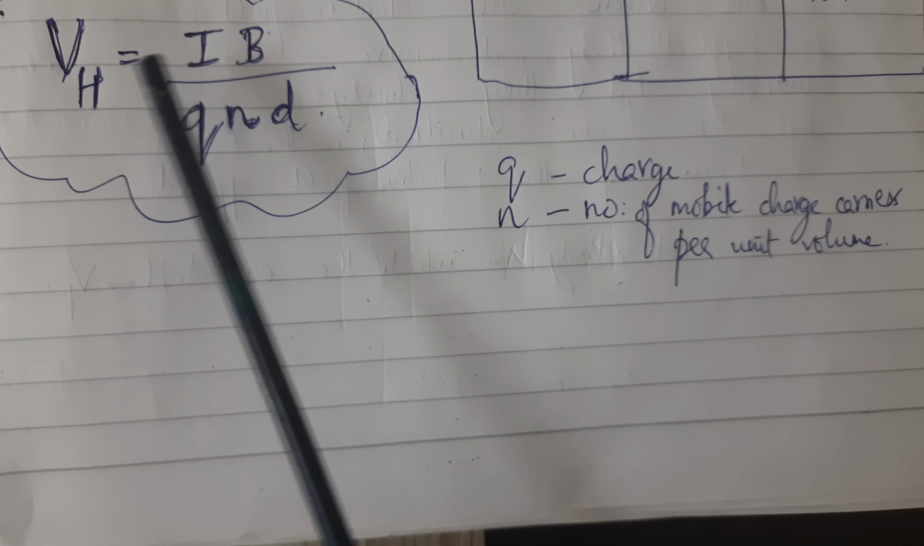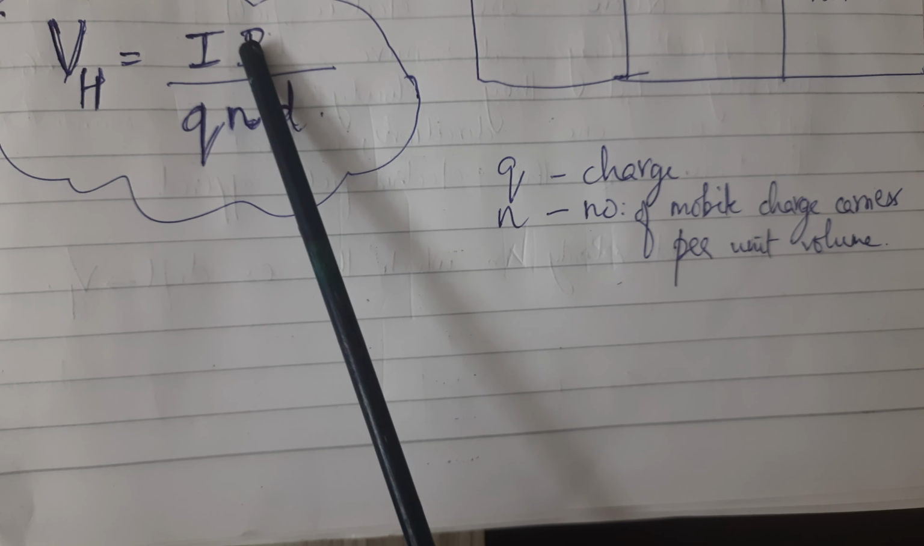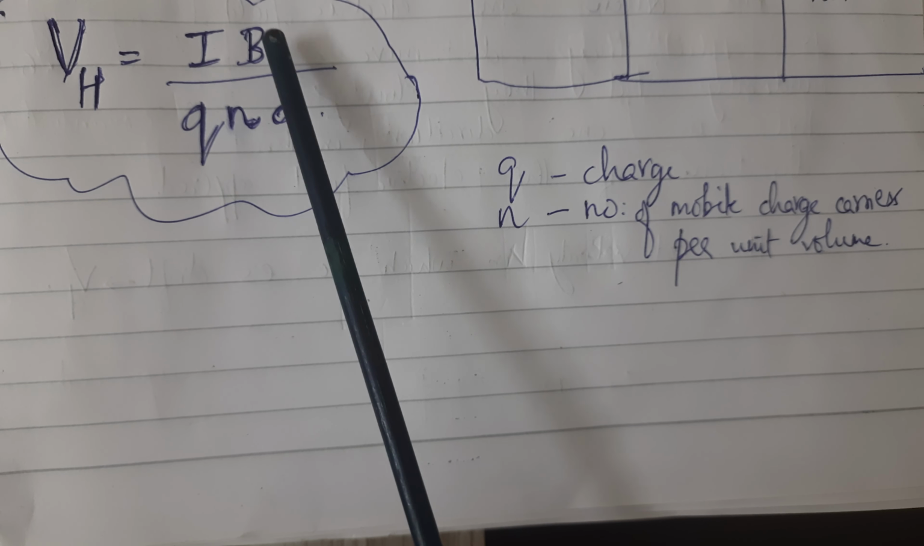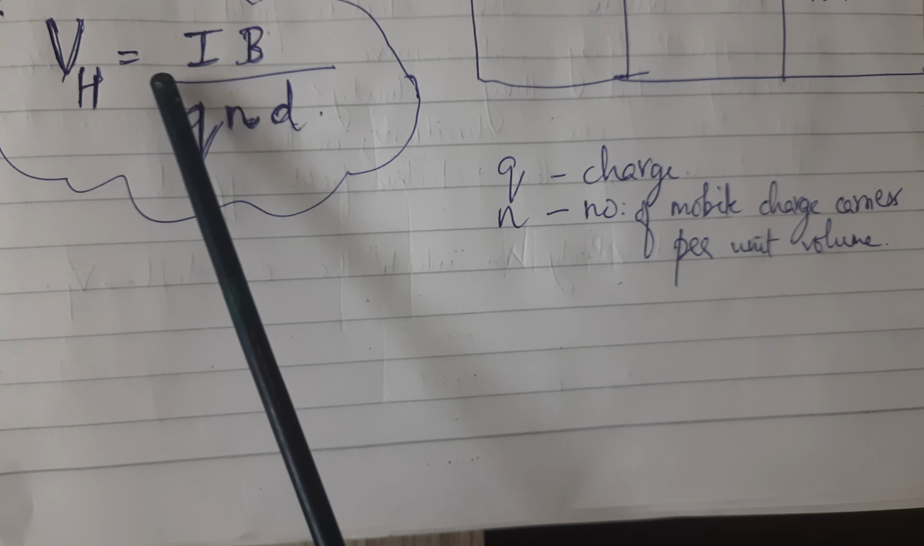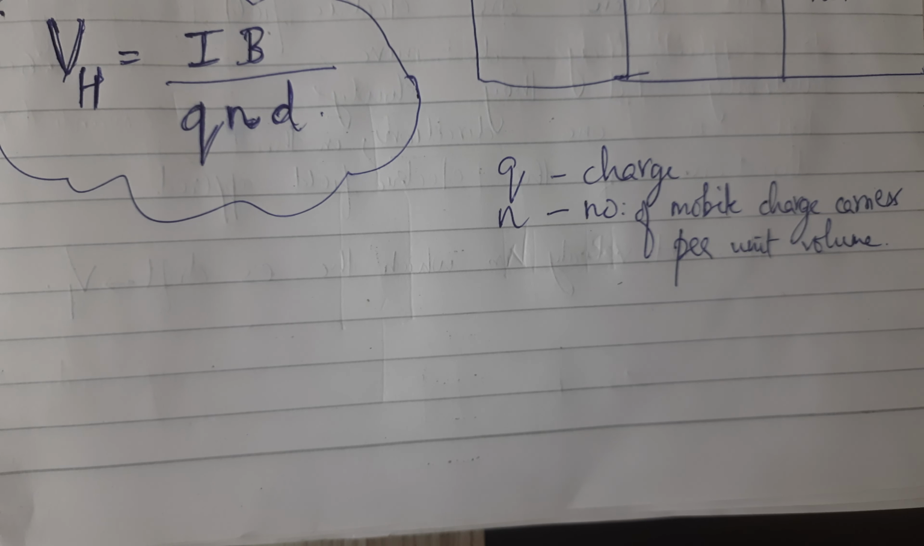I have already told you Hall voltage increases when we increase the current or when we increase the magnetic field. That is, VH is directly proportional to I and B. So now see, VH is equal to IB by QD. This is the equation for Hall voltage.